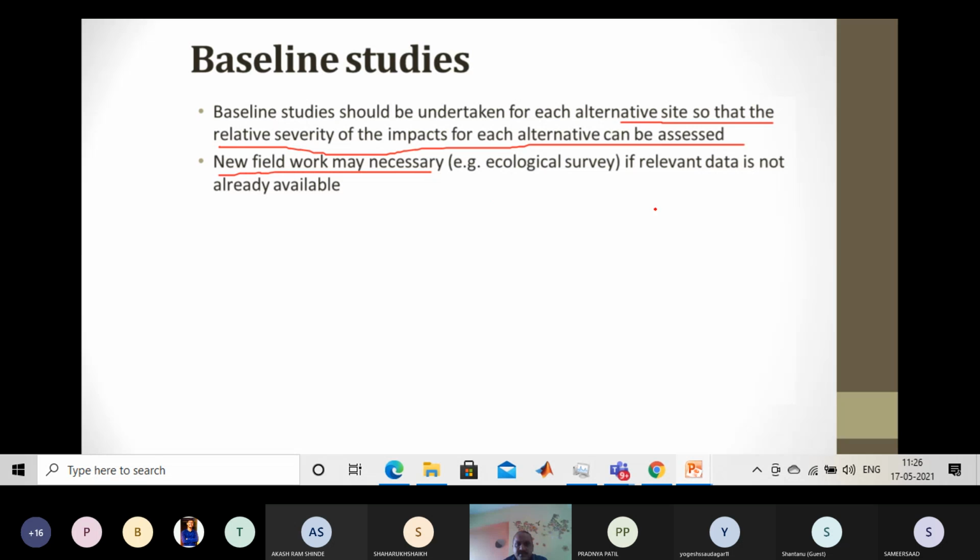New field work may be necessary if relevant data is not already available. New field work is necessary, for example an ecological survey, if relevant data is not available. For example, if you are consulting for a water park near a forest area, what is the effect of these water activities on the overall environment and overall ecology of that area?